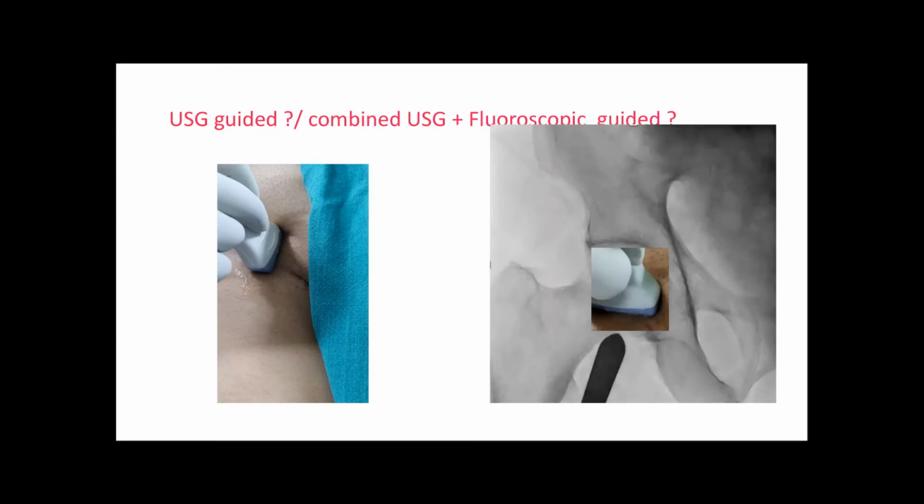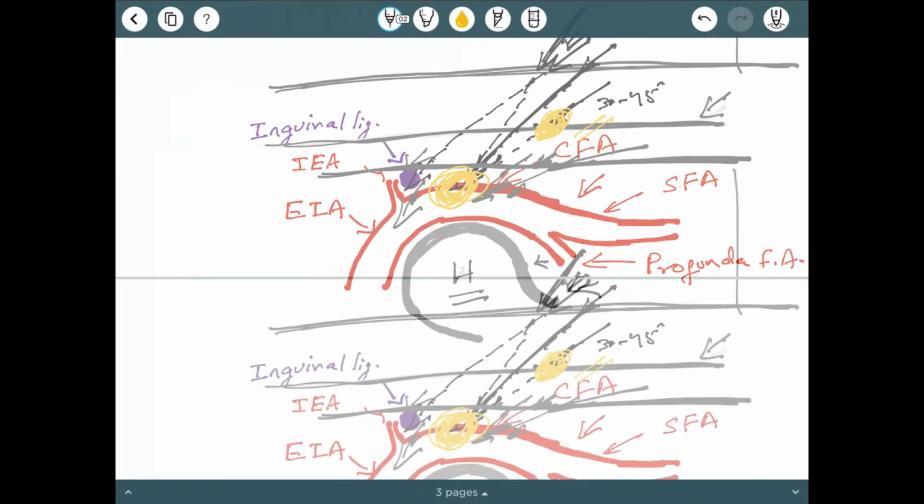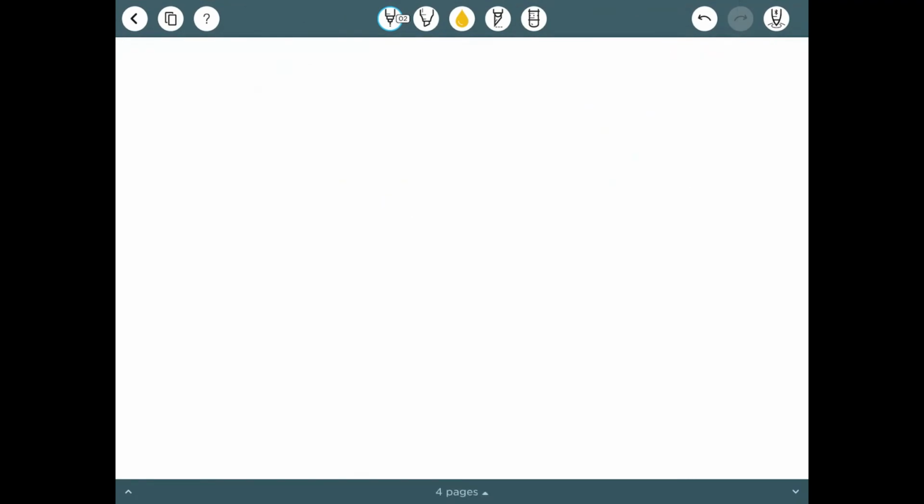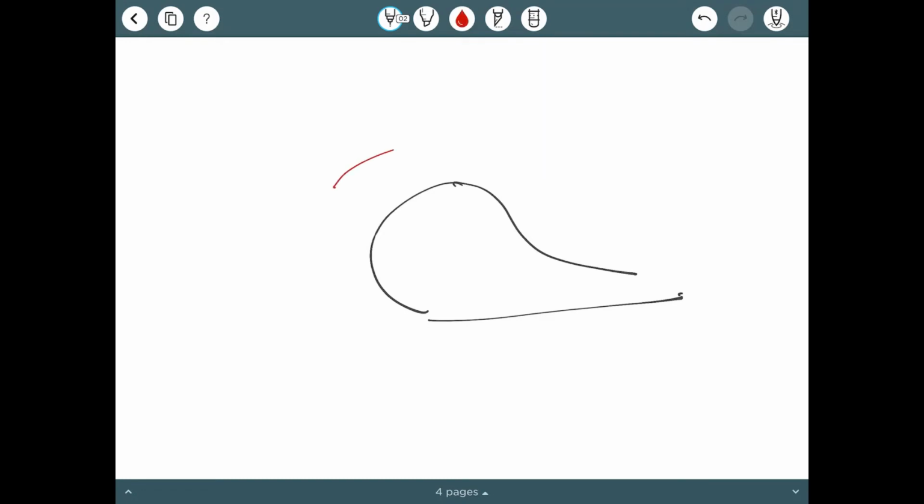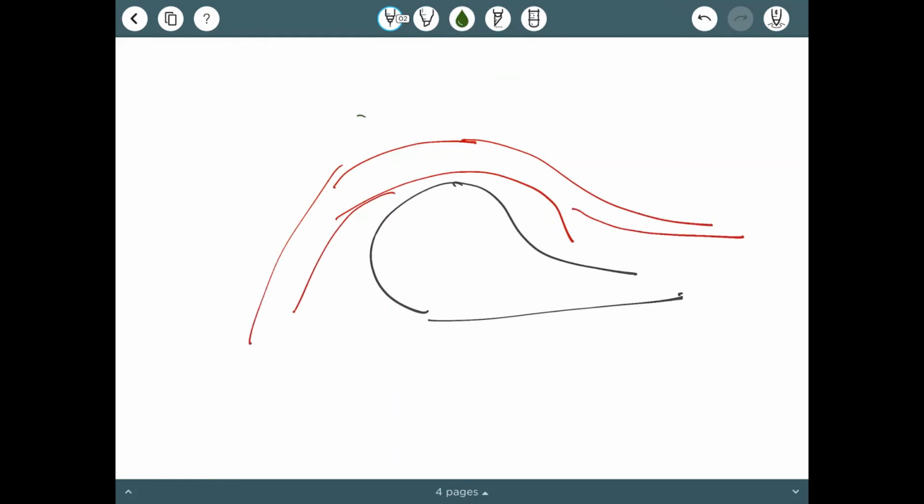Coming to ultrasound guided puncture, it can be ultrasound guided with fluoroscopic guidance. So the problem is that if you just rely on an ultrasound guided puncture, so this is my femoral head. So this is our working artery, the common femoral artery.